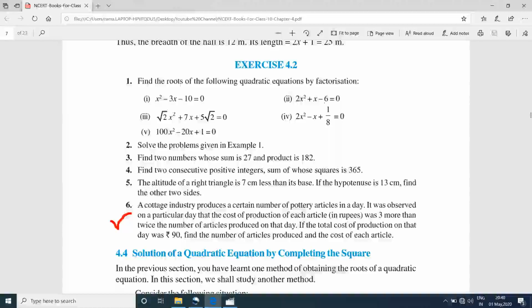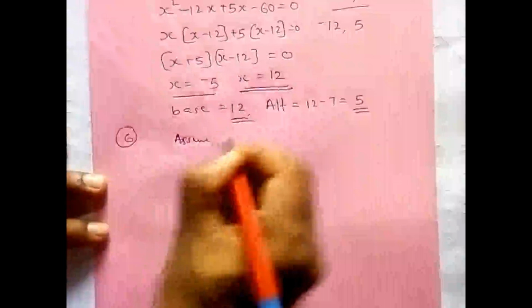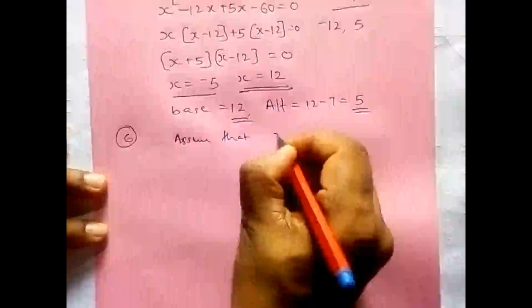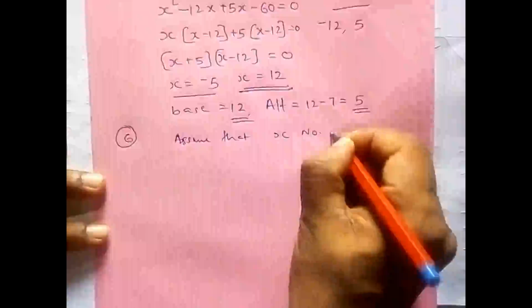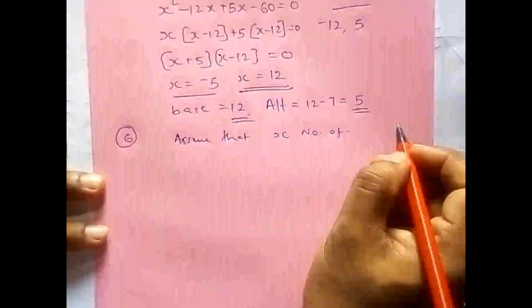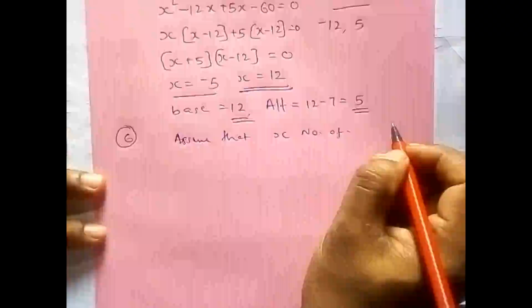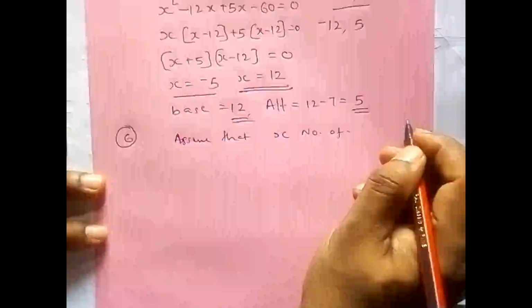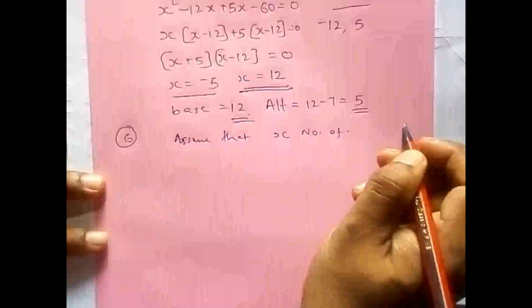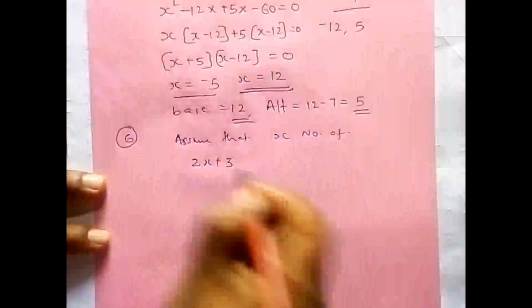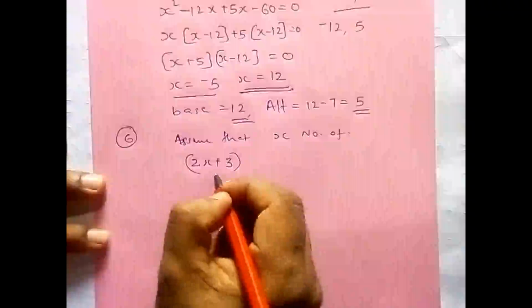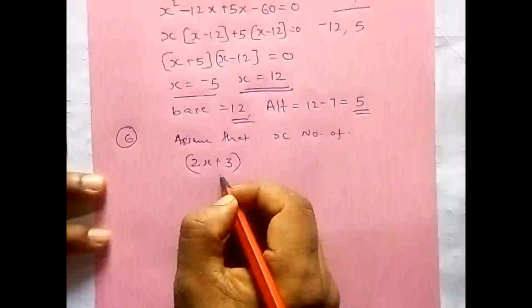So it was observed that on a particular day, suppose we assume that X number of pottery articles are produced. The cost of the production of each article was 3 more than twice the number of articles. 3 more than twice the articles means 2x plus 3. So this is the cost of one article.